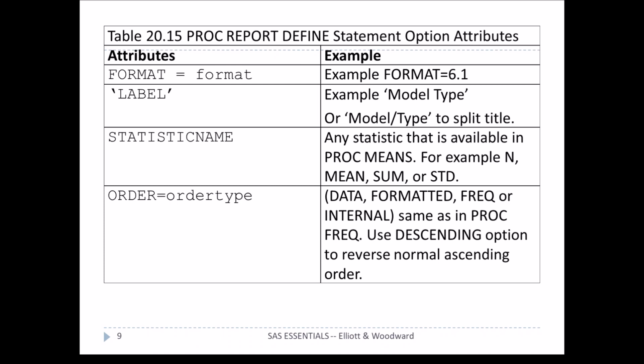Here are some define statement options and attributes. So here we have format equal format. We're very familiar with that. The label statement, we're familiar with how to use that. And we can also split the title. We've seen that before. Statistic name, we can name any statistic we want to use, that would be used, for instance, from PROC means. We could say things like n, mean, sum, standard deviation, any of those that would be used in PROC means. Order equal order type: data, formatted, FREQ, internal. We've used all of those before. And the descending option to reverse the normal ascending order.